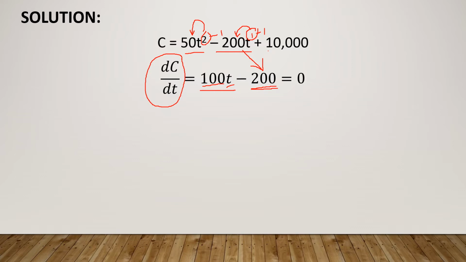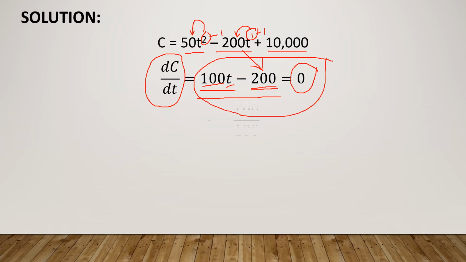Now, for the third term, what will be the derivative of your third term, which is 10,000? Since we all know that the derivative of a constant is equal to 0. So therefore, the derivative of this c with respect to your t is equal to 100t minus 200, and we're going to assume that this will be equal to 0. So here, there's an equation that we can use for us to get the value of your t.